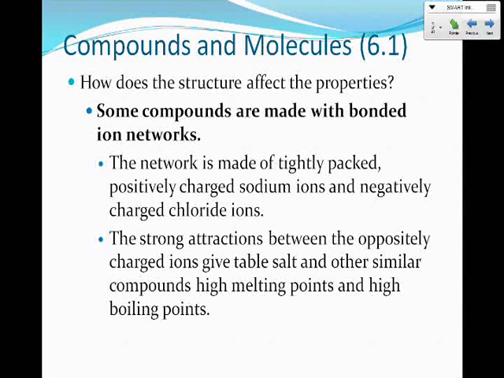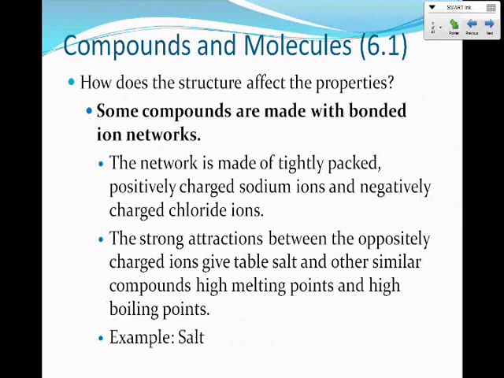The strong attractions between these oppositely charged ions is what gives the structure that type of strength. And since it's very strong, it's going to have very high melting points and very high boiling points. Because when you have chemical bonds, the stronger the chemical bonds are, the higher the temperature you need to melt it and make it boil. If it's a weaker chemical bond, it won't take as high a temperature to break. But if it's very, very strong, it's going to have high melting points and high boiling points to break it. An example here is salt, like we discussed just a few minutes ago.